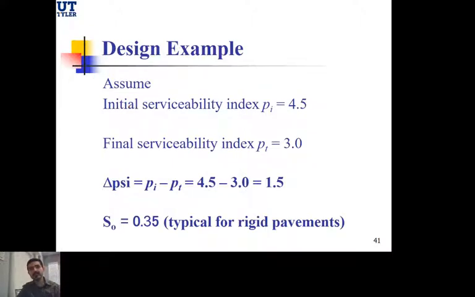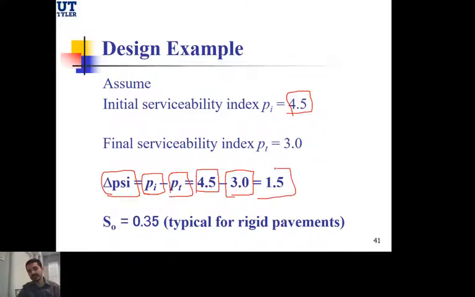And then we're going to talk about how I can get the delta PSI. The delta PSI is basically the initial serviceability minus the terminal serviceability. The initial serviceability is 4.5. This is again the default value for brand new rigid pavements. And the PT, the terminal serviceability, only depends on the classification of the roadway. If you go back to this example, it's an interstate, so the terminal serviceability, determined by the table that I showed you previously, is equal to 3. If it was a local street, it can be 2. Somewhere in between is 2.5. In this case, the delta PSI would be 4.5 minus 3, and therefore the delta PSI is equal to 1.5.